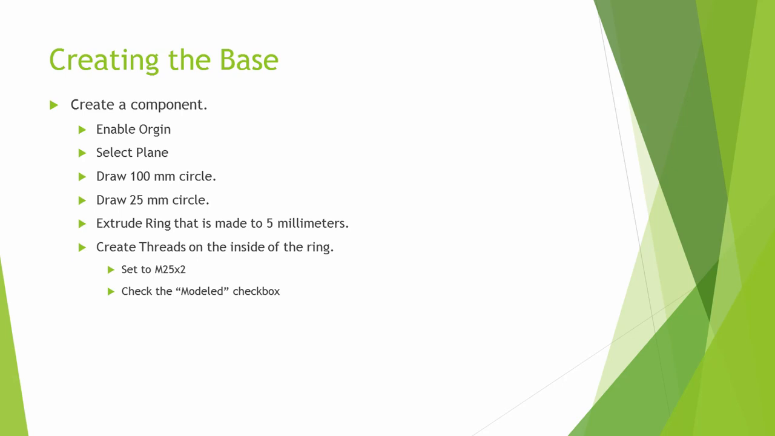Okay, starting with the design. You open Fusion 360 and you create a new project. You select a plane, draw a 100 millimeter circle on the outside, draw a 25 millimeter circle on the inside. We extrude that ring to make it 10 millimeters. Actually, I've expanded it to 10 millimeters because there was a lot of play in the base at only 5 millimeters. And then I threaded the hole with an M25 by 2 thread. Make sure you click modeled on the thread so that the threads will be saved when you do the 3D print. And going forward, I'll show you the specifics in Fusion 360.